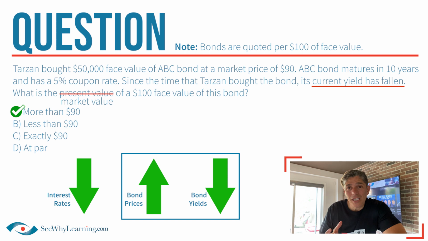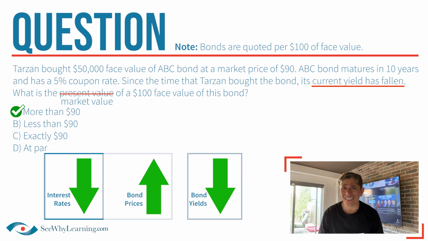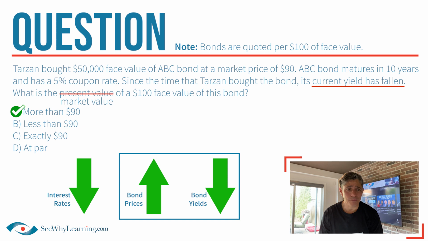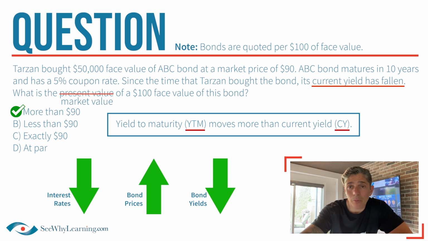So as you can see with this diagram, there's so much information here, right? We can see that interest rates and bond prices move in opposite directions. We can see that interest rates and yields move in the same direction. We can see bond prices and bond yields move in opposite directions. And as I mentioned, you want to know that YTM has more letters in it. It moves more than current yield. Great little memory aid.